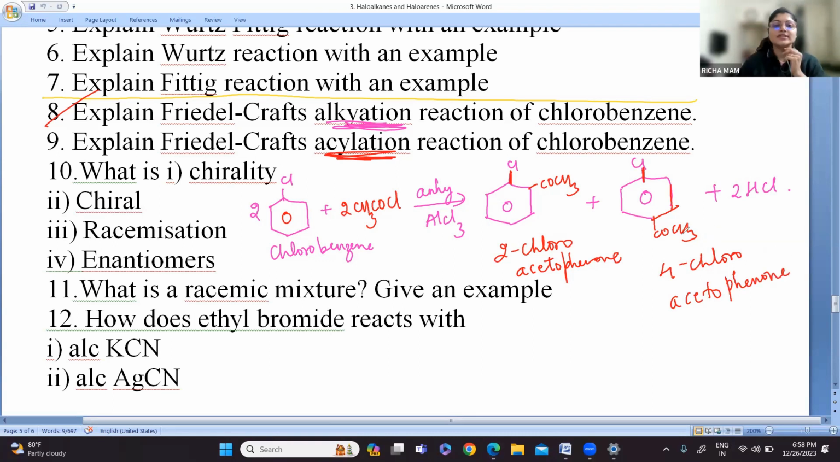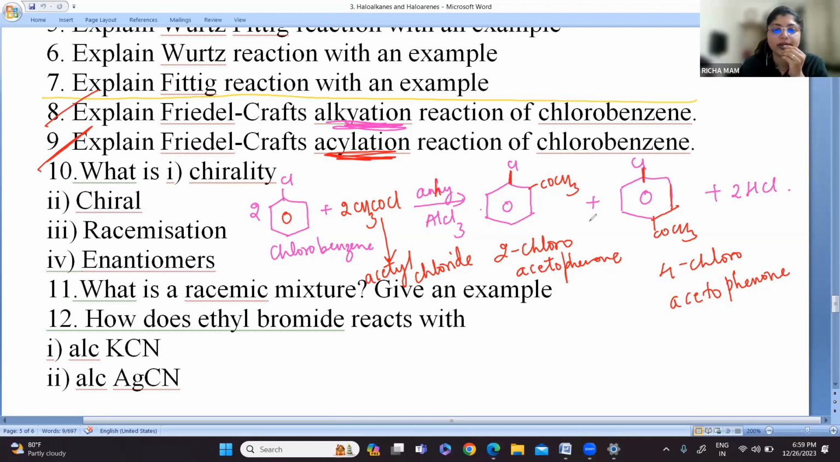Reaction. Okay. So this is acylation. Just now we have completed the reaction for Friedel-Crafts alkylation on chlorobenzene. Now the reaction which we are checking is Friedel-Crafts acylation. I'll explain this reaction. Chlorobenzene, when you react it with acetyl chloride in the presence of anhydrous aluminium chloride, gives you ortho and para products.